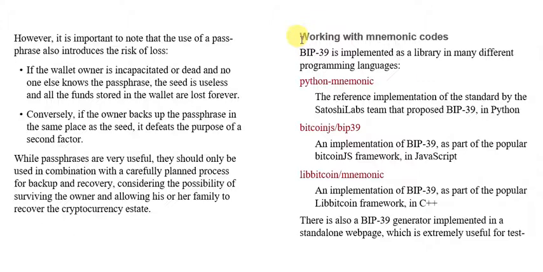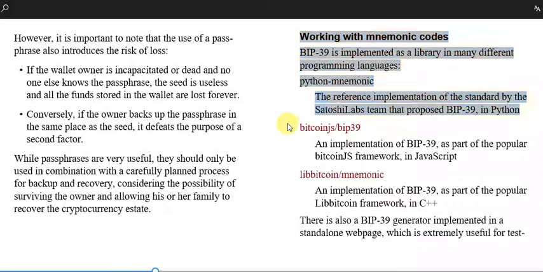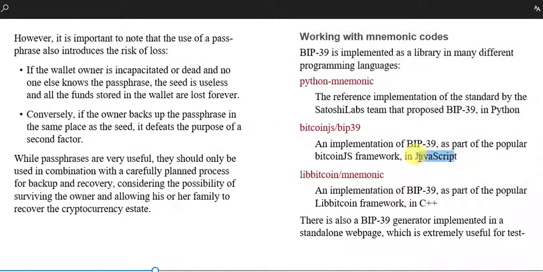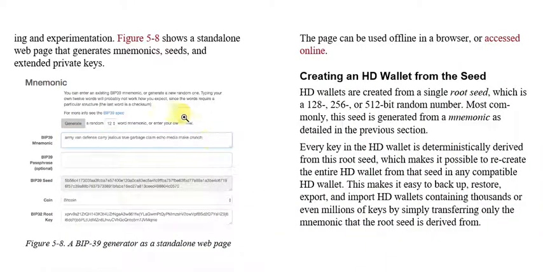Working with mnemonic codes. BIP39 is implemented as a library in many different programming languages. python-mnemonic: the reference implementation of the standard by the SatoshiLabs team that proposed BIP39, in Python. bitcoinjs/bip39: an implementation of BIP39, as part of the popular BitcoinJS framework, in JavaScript. libbitcoin/mnemonic: an implementation of BIP39, as part of the popular Libbitcoin framework, in C++. There is also a BIP39 generator implemented in a standalone web page, which is extremely useful for testing and experimentation.